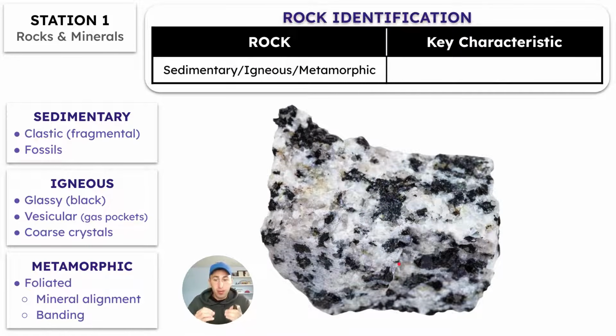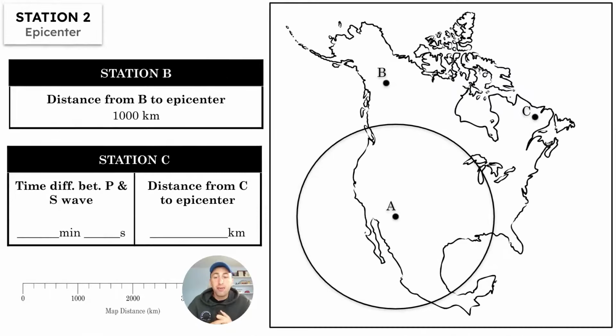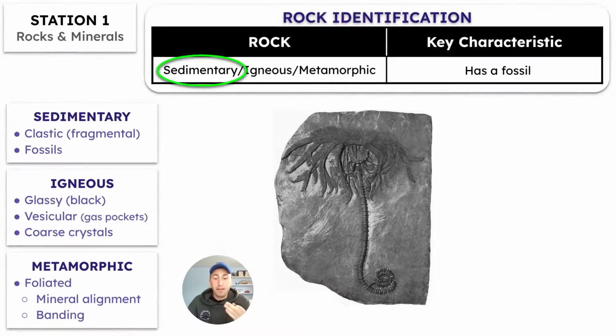Here's another one. You see the big crystals, coarse crystals, and that would be igneous as well. Again, it formed deep underground, and the atoms had time to form into crystalline structures and form these big crystals like in granite. So the key characteristic would be the coarse crystals. We have another one here. I see a fossil. Again, fossils are in sedimentary rock. They push these dead plants or animal remains together to form these fossils, sedimentary, and you write has a fossil. So that was station one, which is identifying different rocks and minerals.